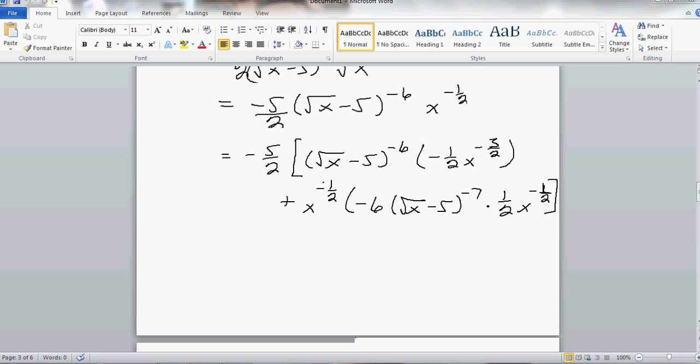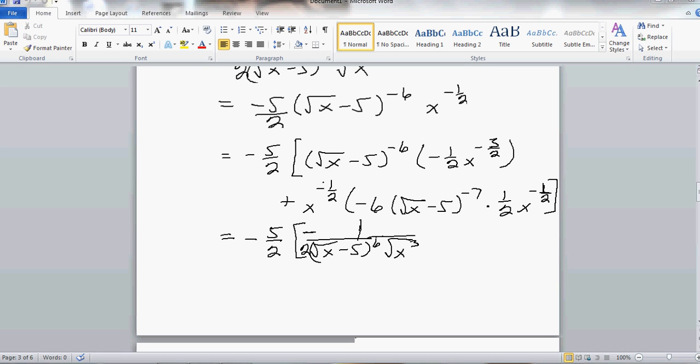Now we have quite a mess to clean up. So let's see what we've got. We've got -5 halves times everything. Let's see what happens here. This becomes square root of x minus 5, the whole thing raised to the 6th power, in the denominator. We need a negative, and we need a 2 down here to take care of this 2, and x to the -3/2 would be x to the 3rd power, take the square root of that, and that's all under 1. So that's what this whole mess equals in a more acceptable form.